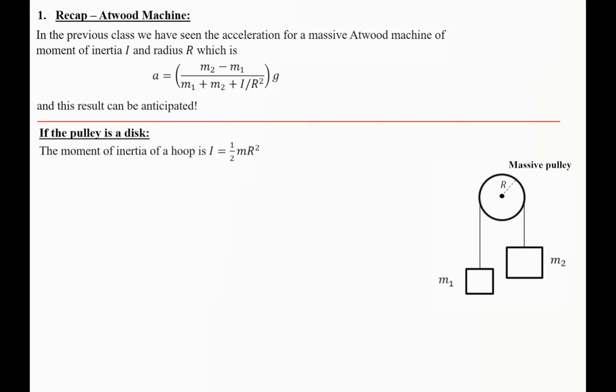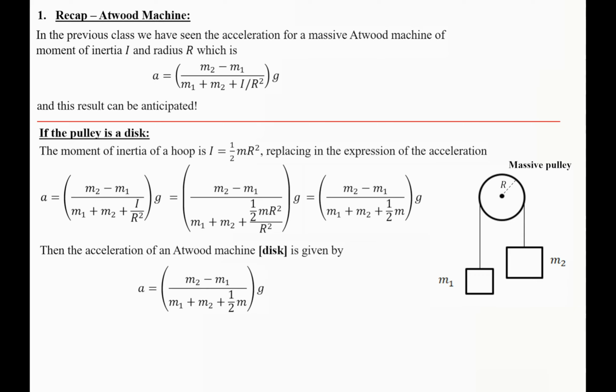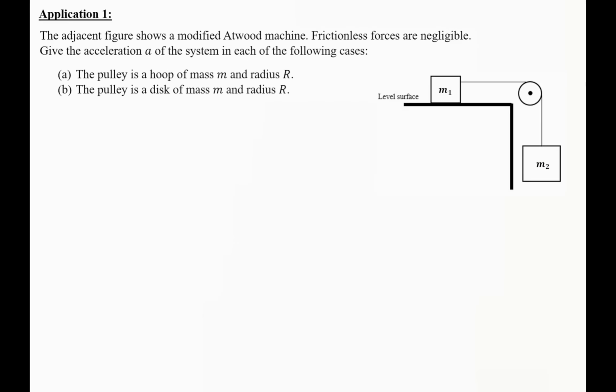If the pulley is a disk, then the moment of inertia is given by half mr square. Replacing in the expression of the acceleration, we get the following. The r square with r square cancel, so it would be half m. Then the acceleration of an Atwood machine in which the pulley is a disk is given by the following: fractional mass multiplied by g.